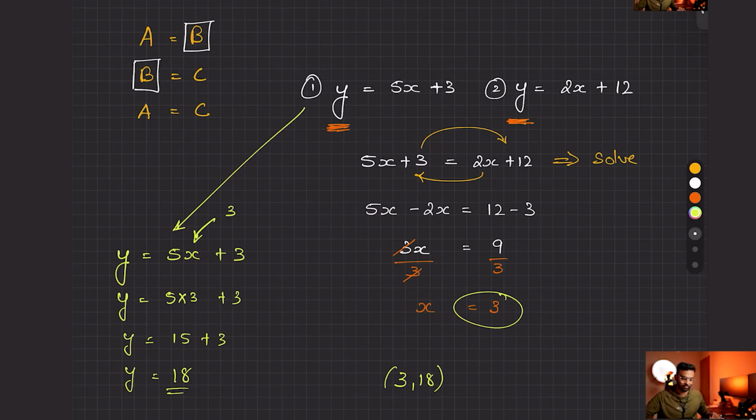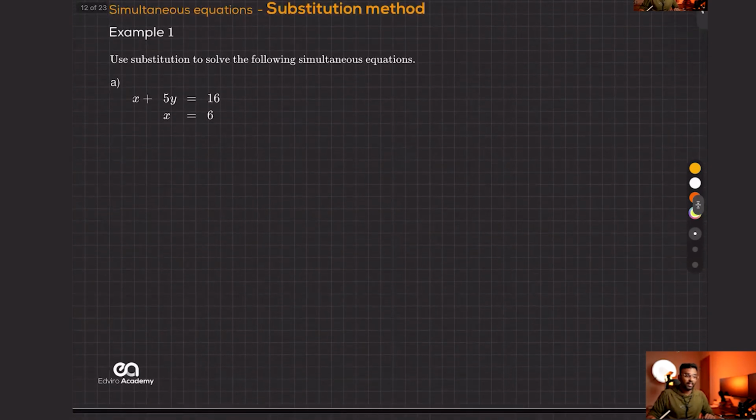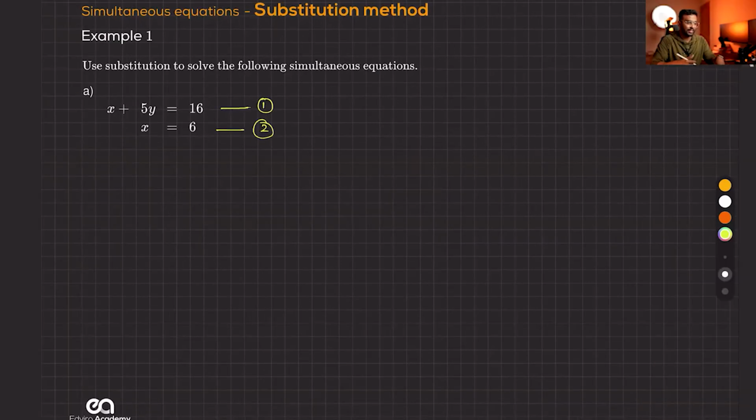We'll do lots of examples now. By the way, you might be wondering, do you know what? This goes all the way to A levels. Now, this is an easy substitution. We have equation number one right there, equation number two right there. This is super easy. It is called substitution because we substitute. Absolutely.